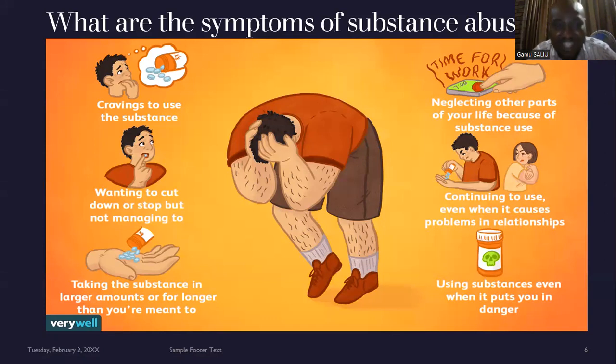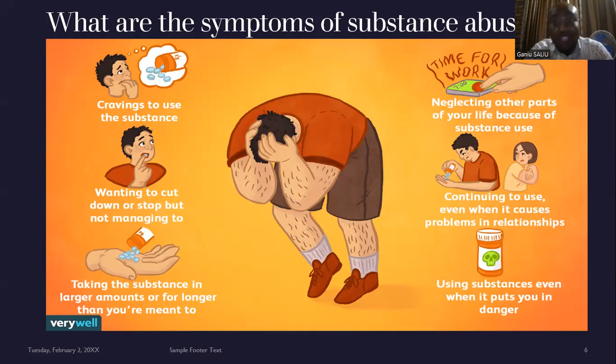But let's take a look at the image that I've got here. There is always a craving to use the substance, meaning that they become addicted to that particular thing. When they wake up in the morning, they just want to have that marijuana, even though it's destroying them. Secondly, they will want to cut down or stop, but not manage to. They will be trying to stop, to move away from it, but they can't control it, meaning that they become addicted to it in such a way that they won't be able to control themselves because that thing will be controlling them.